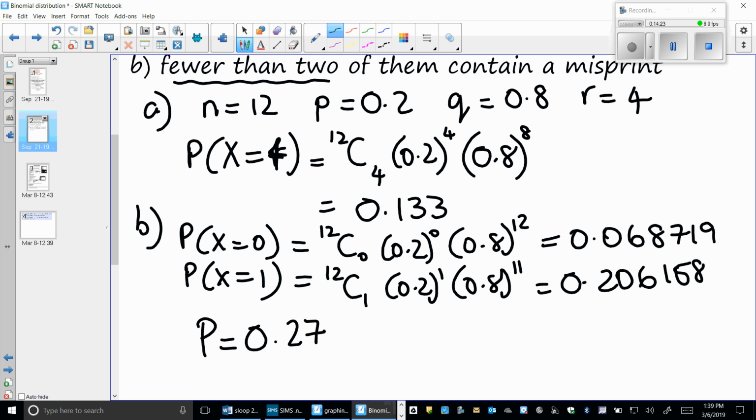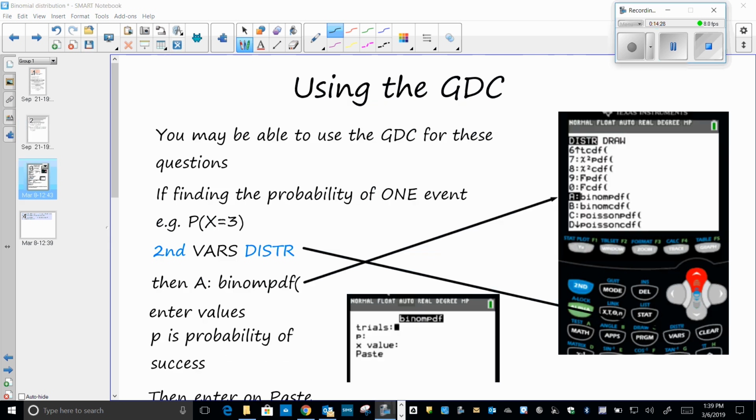2, 7, 5, 5. And then 0.2. This bit here tells us how we can use our GDC. So rather than chuck all of those numbers into the formula, we can just put the information into the calculator. If you want something equal to a probability, then you follow these instructions. You're going to use this binomial PDF. Number of trials and so on tells you everything you need to do.